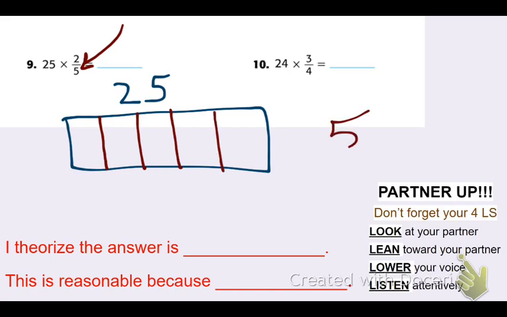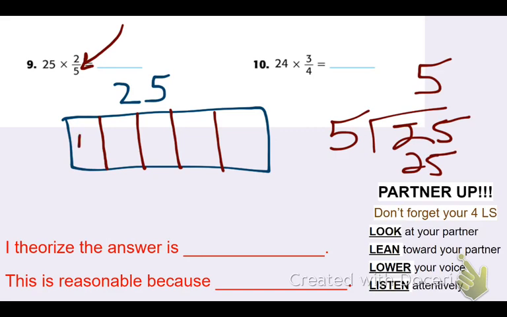Now I got to figure out how much goes in each of those 5. Well, I know 5 divides into 25 5 times. So there's 5 groups with 5 in each group.